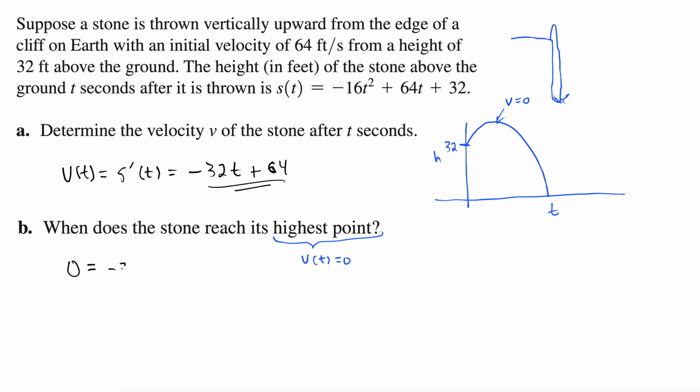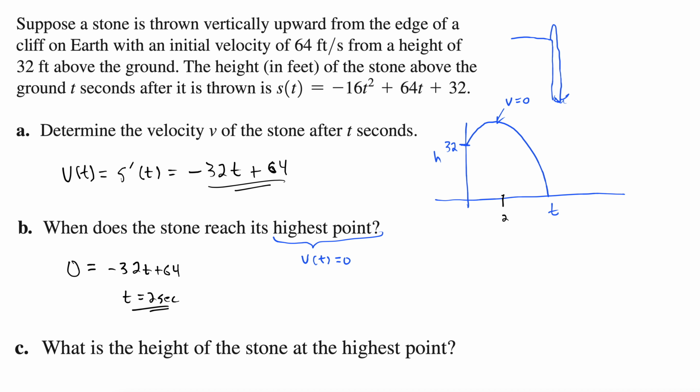So we have 0 equals negative 32t plus 64. Solving that for t gives us t equals 2 seconds. Okay, so after 2 seconds, this would be about 2 right here, this thing reaches its highest point.